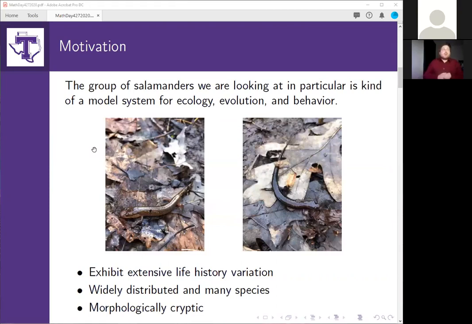Why would we want to study salamanders? This group of salamanders is incredibly interesting because, while genetically speaking they are wildly different, you can't distinguish them by sight. So they can provide good insights into models for evolution and behavior.